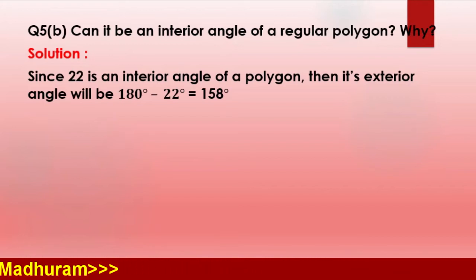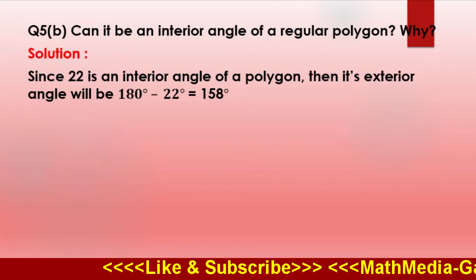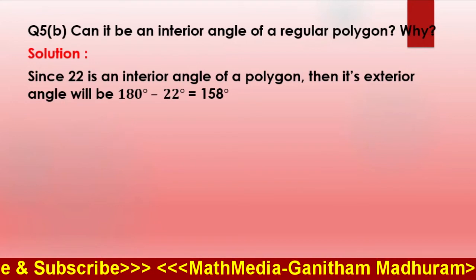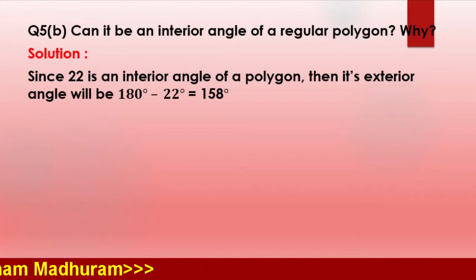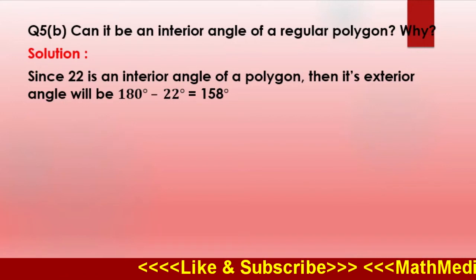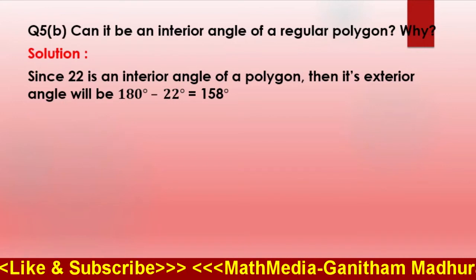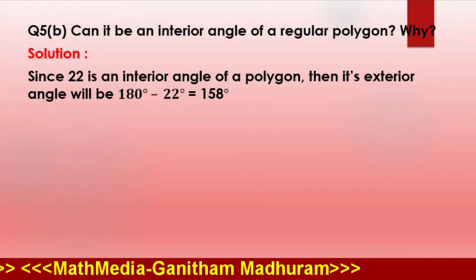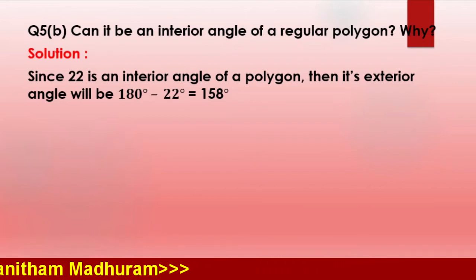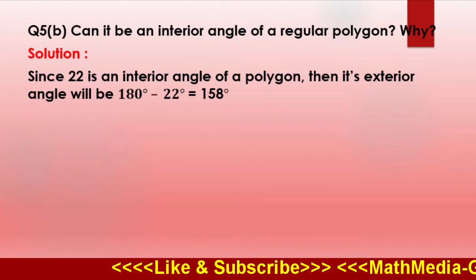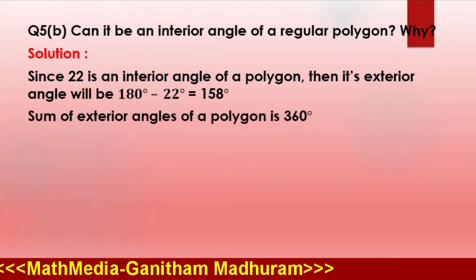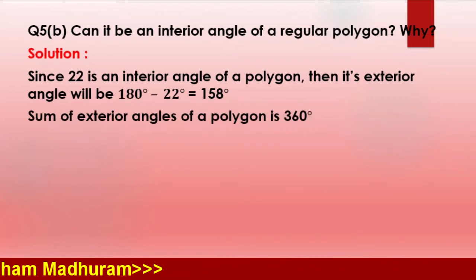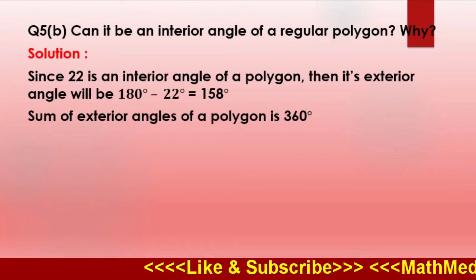What is the reason? Because an interior angle and the corresponding exterior angle of a polygon form a linear pair. Hence, the exterior angle will be 180 minus the interior angle 22, which gives 158. Now we can check whether 158 degree can be the measure of an exterior angle of a regular polygon or not. If we know the exterior angle of a regular polygon, then we can find the number of sides.